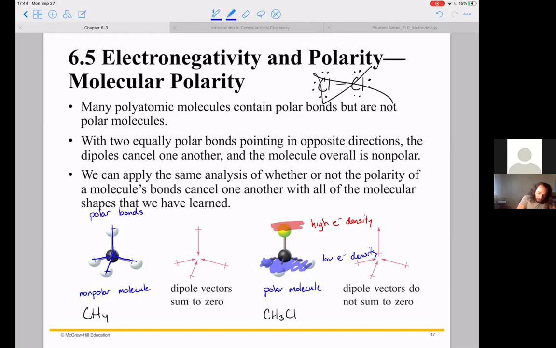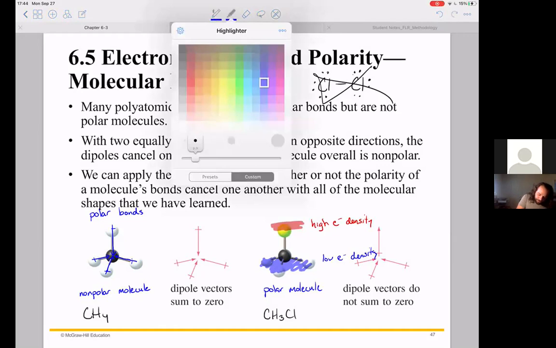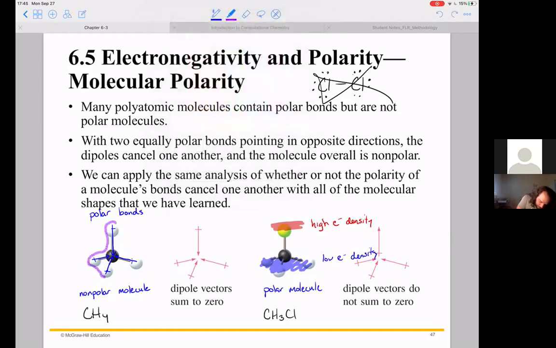If we have a non-polar molecule, the electron density is evenly spread throughout. There's no region of high electron density and no region of low electron density. All the electron density around this molecule is equal. Equal electron density throughout the molecule.